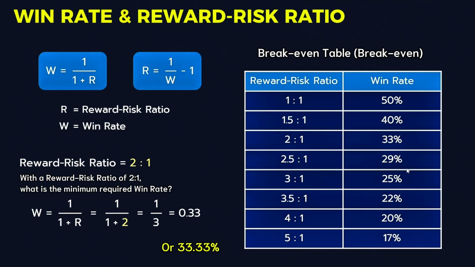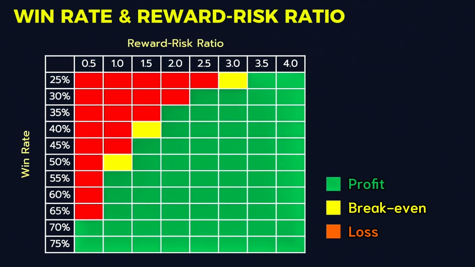I also have another table that's even easier to use. With this table, you don't have to calculate anything. The green area represents profit. The yellow area represents break-even. The red or orange area represents loss. Simply find your win rate, then look across to your reward-risk ratio.